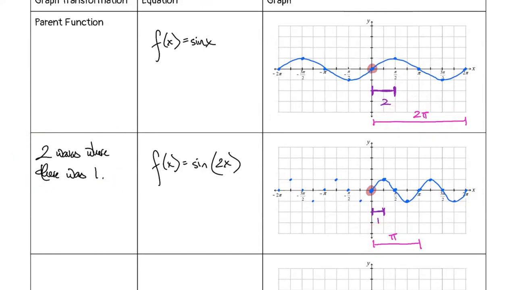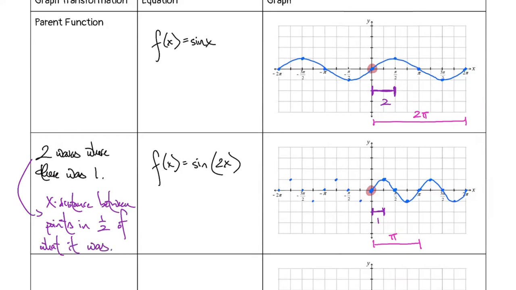Another way that you can think about this is, instead of saying 2 waves where there was 1, you can say that the x distance between points is half of what it was. Instead of the x distance being 2, now that x distance is just 1.